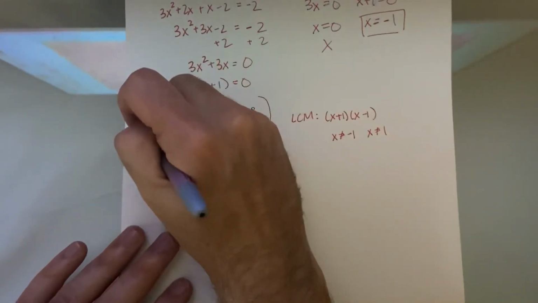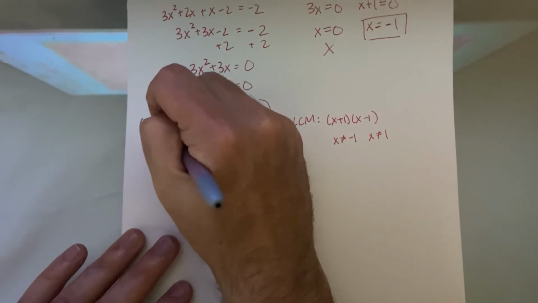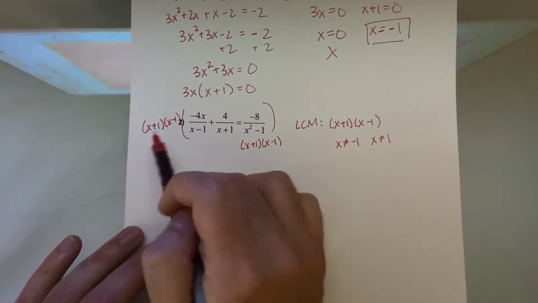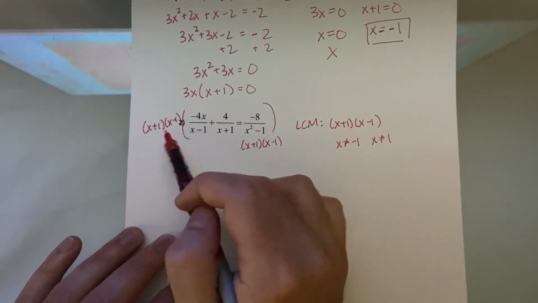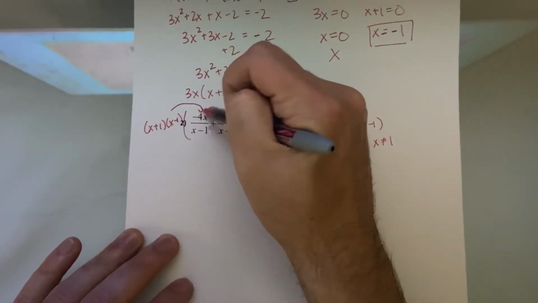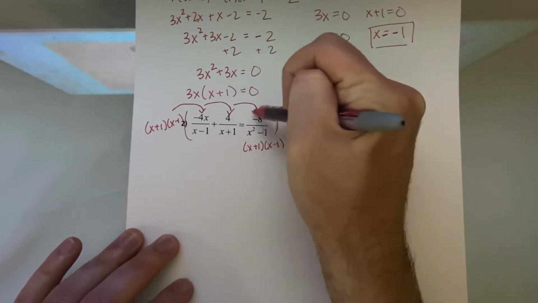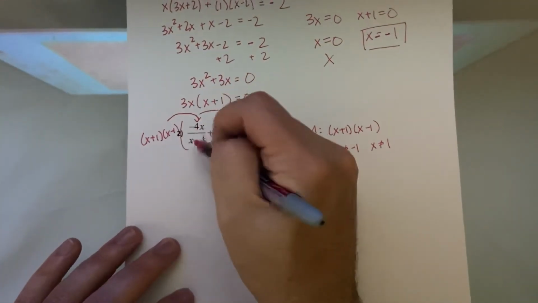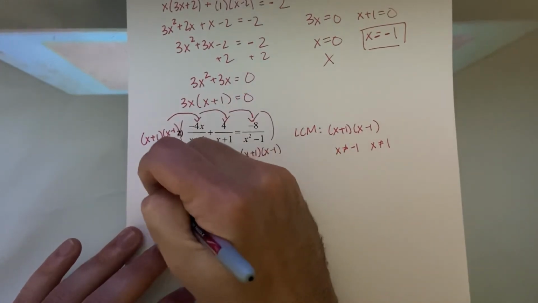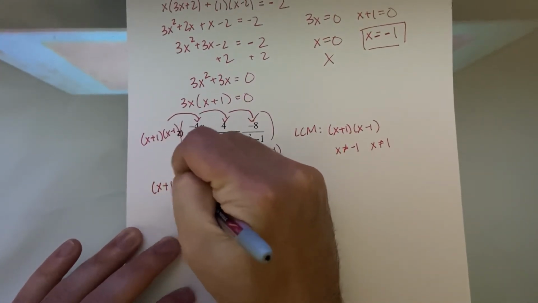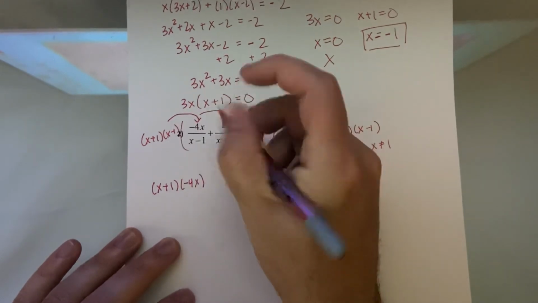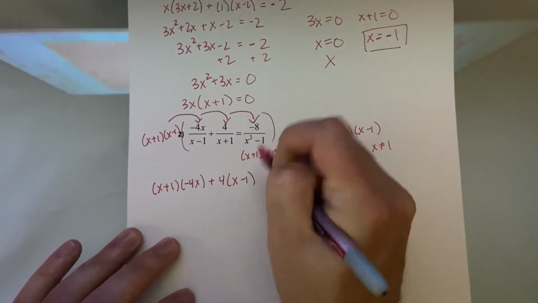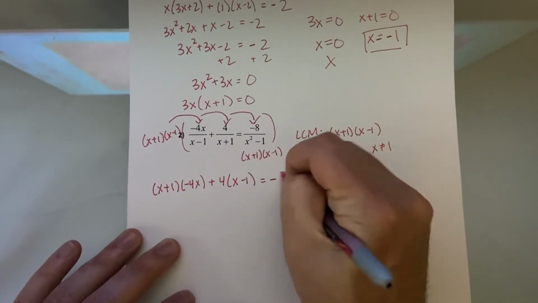But I still need to multiply. I can still multiply by x plus 1 and x minus 1 in any other circumstance because I know if x can't be negative 1 or 1 that this is not multiplying both sides by 0. So there's a few different reasons we have to have that assurance. So the x minus 1 cancels in the first fraction, so we have x plus 1 times negative 4x. In the second fraction it was the x plus 1s that cancel, so plus 4 times x minus 1. The last fraction, just the negative 8.